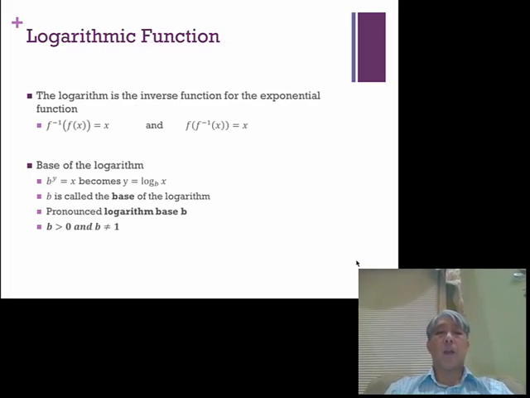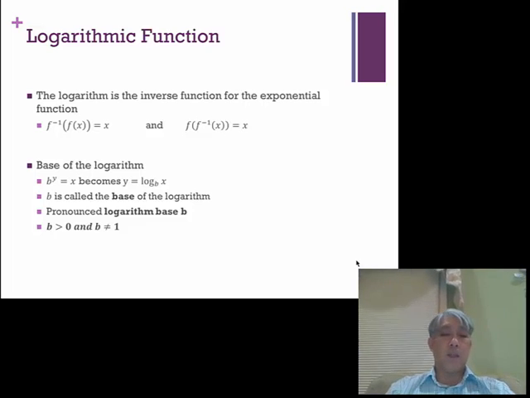The logarithm is the inverse function. Remember that the exponential function passes the horizontal line test, which means it has an inverse, and the logarithm is going to be that inverse. So when I do f inverse of f, I get x back, or if I do f of f inverse of x, I get x back as well.